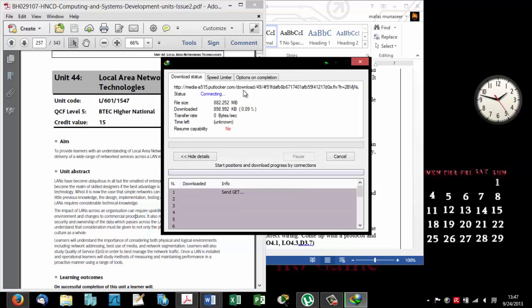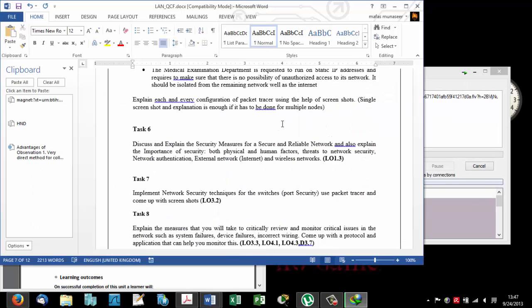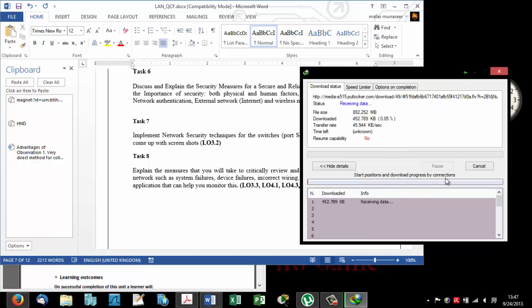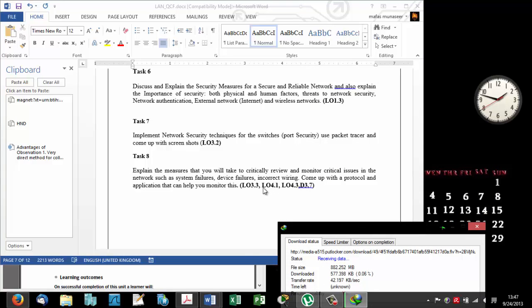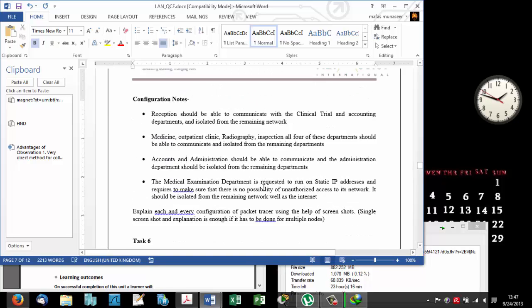Task 8. Explain the measures that you will take to critically retrieve and monitor critical issues. As you can see, this covers a lot of points. You have to always check with these points. When a particular question covers almost four points, it has to be a middle-length answer. This is only one. The one on top covers two. This is another one. This is another one.